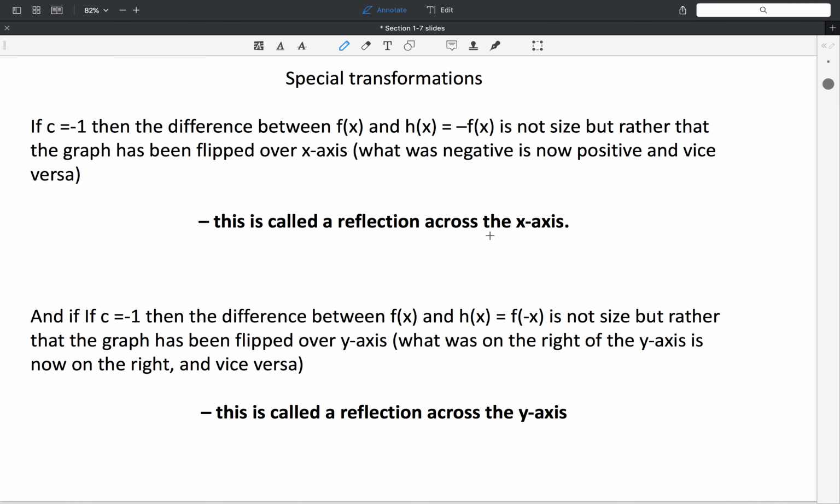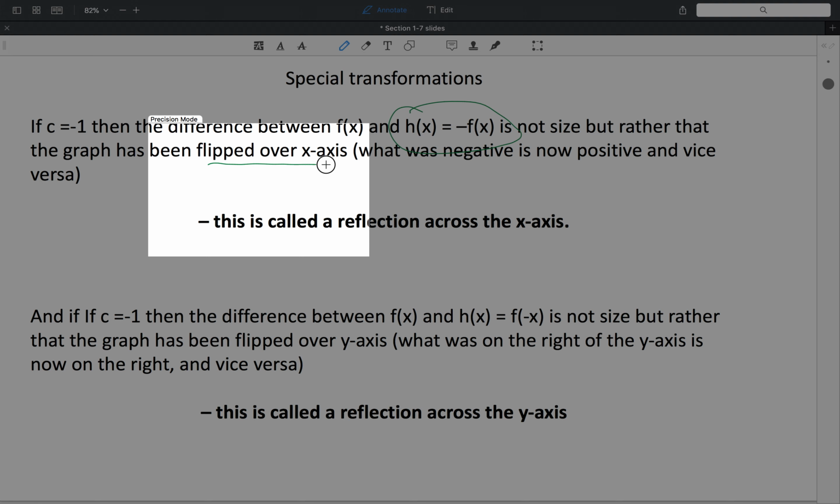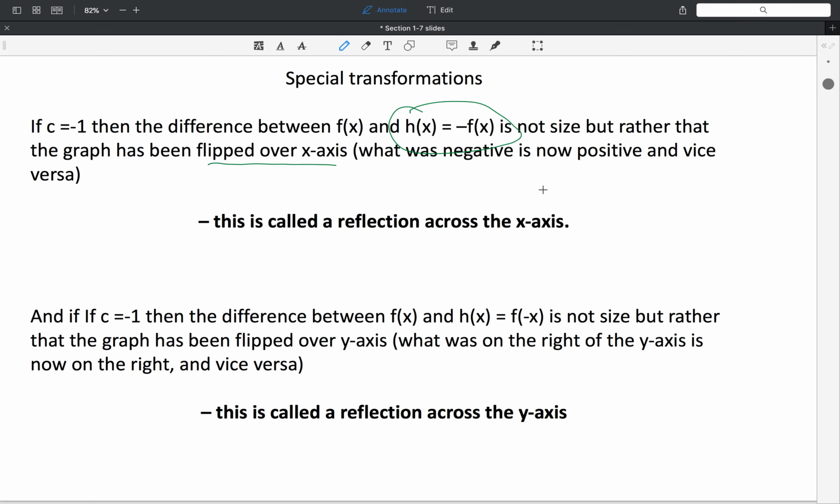Okay. So there's two special transformations. And one of them is we don't change the shape of the graph for either. But one of them is when we just take the function and multiply by minus 1. We don't change the size, but the graph gets flipped over or reflected over the x-axis. And the reason is what was negative is multiplied by minus 1. That's now positive, and vice versa. What was once positive, when you multiply it, gets negative. So when you have something that was on one side of the x-axis, it gets flipped to the other side. And we'll go through an example about this.